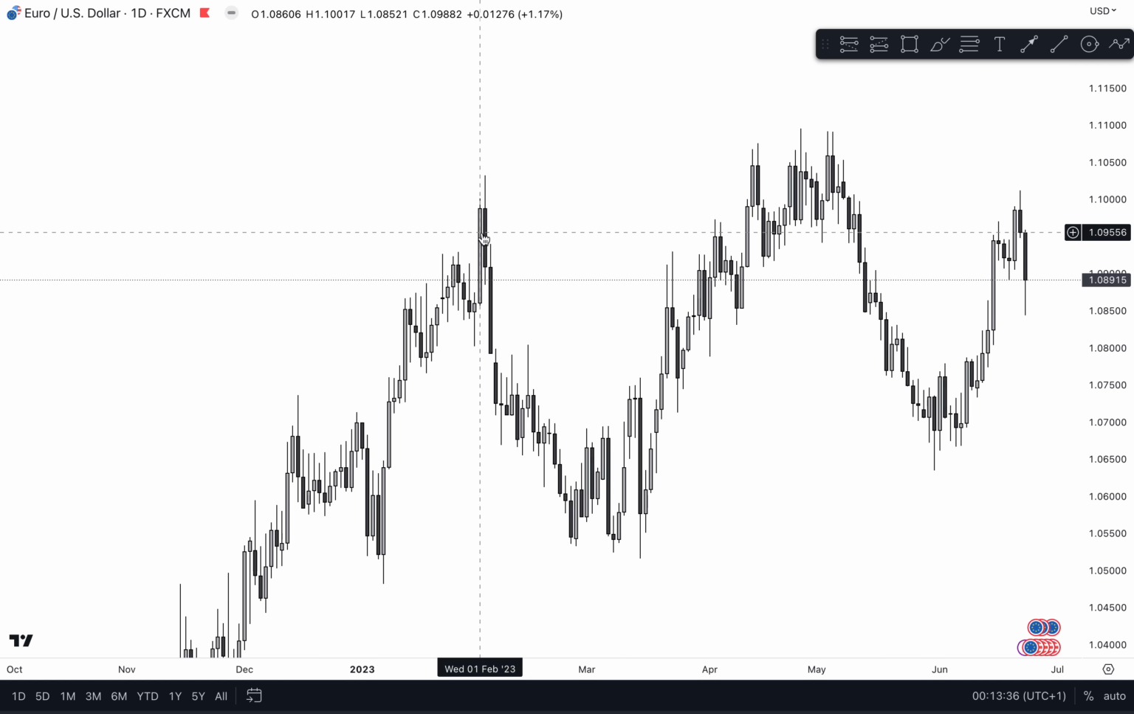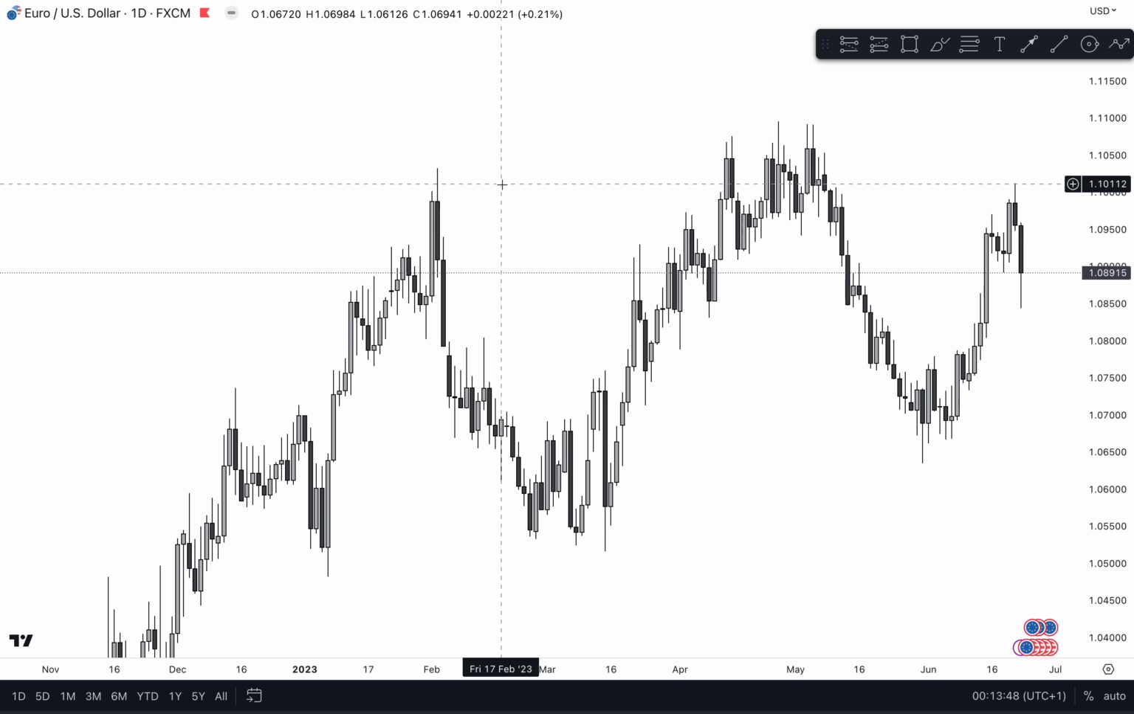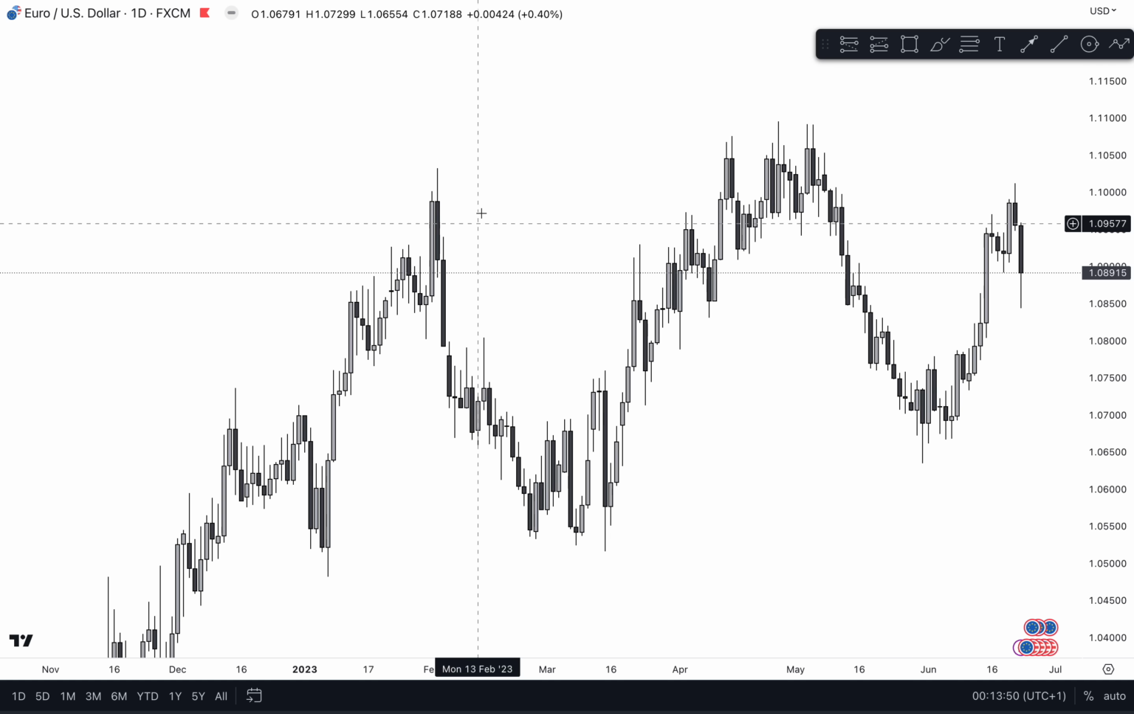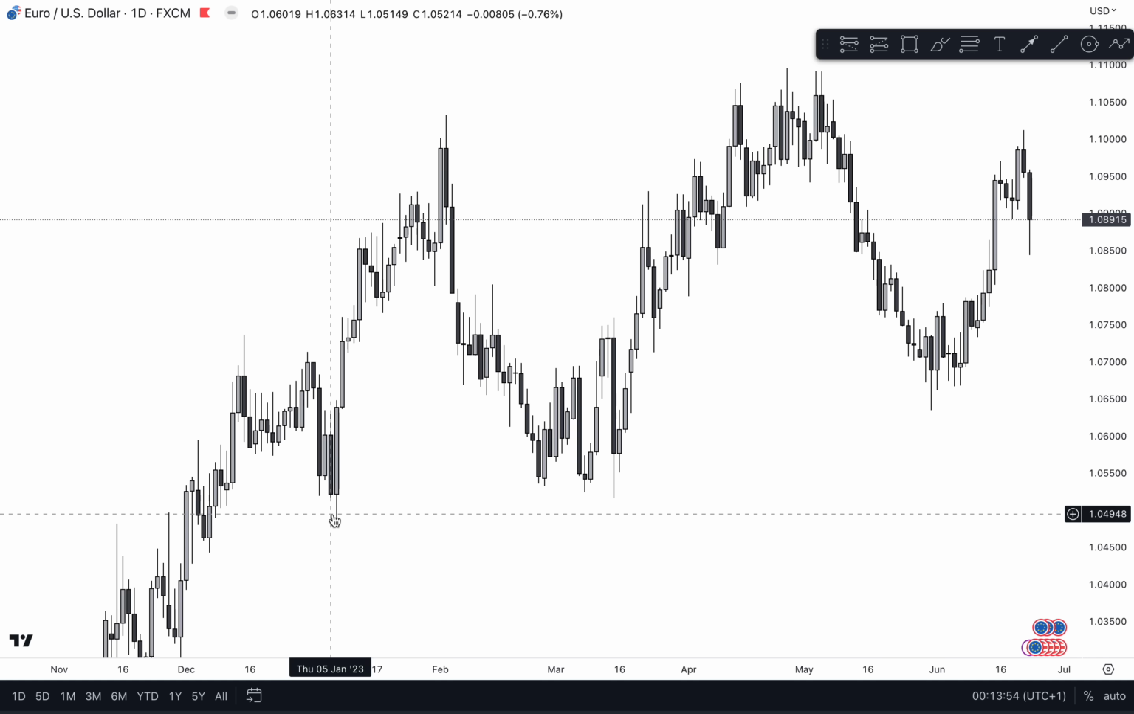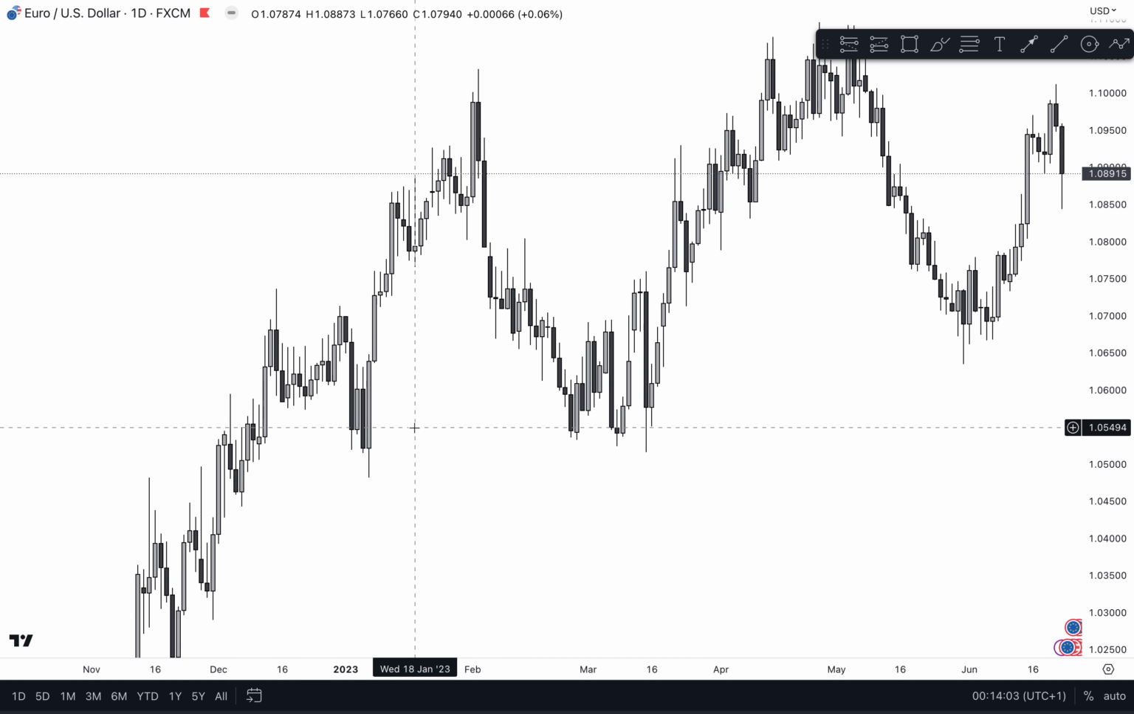The first candle is smaller than the candle to its right, and then the candle after that is smaller than the candle to its left. So the middle candle is the one which is the highest. Therefore, this is called a swing high, and it's the exact opposite for a swing low. So you've got a candle, a candle, and a candle. Notice the middle candle's wick is the lowest, so therefore it's called a swing low.